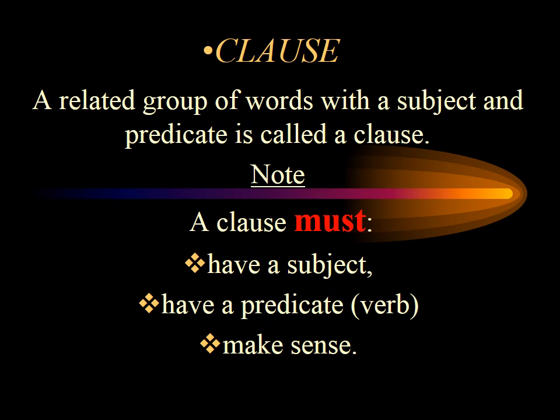Now, a clause. What is a clause? A clause is a related group of words with a subject and a predicate. Did we get that? A clause is a related group of words with a subject and a predicate. I'll also like you to take note here that a clause must have a subject, have a predicate, which is a verb, and then it must make sense.